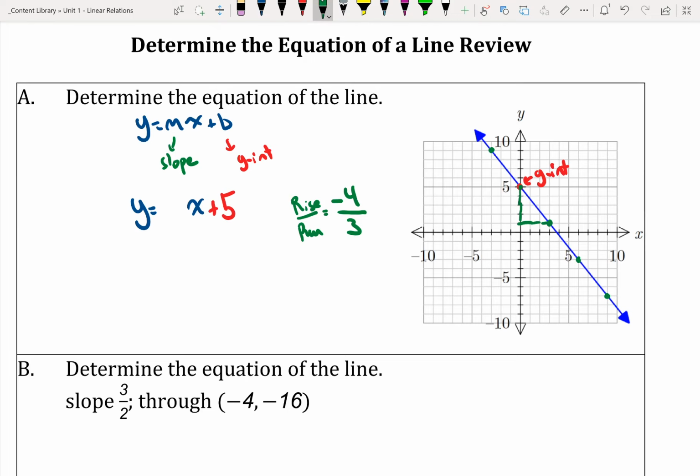Again, we want to be careful of what the scale on the axes are. In this case, each square represents 1, so we're okay to count the squares. Since I know my slope is negative 4 over 3, I can just take that and plug it into my equation. Negative 4 over 3 x plus 5.